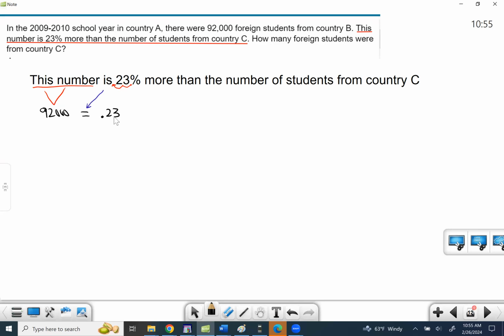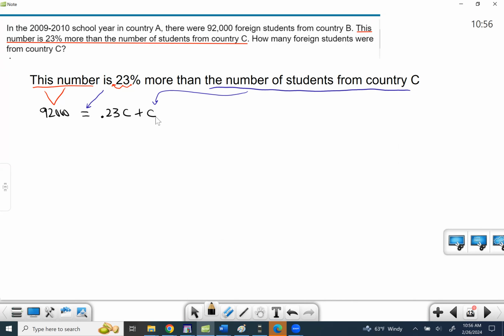It's 23% more than the number of students from country C. So what I'm going to do is put a C here. That's 23% of C. But the fact that we have more than means that we're going to be adding it, right? More than what? More than the number of students from country C. So that's what's going to go right here.